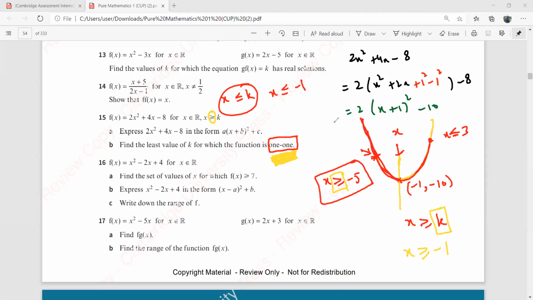So if the question said, find the least value of k for which the function can have its inverse, this was your answer for this given question.